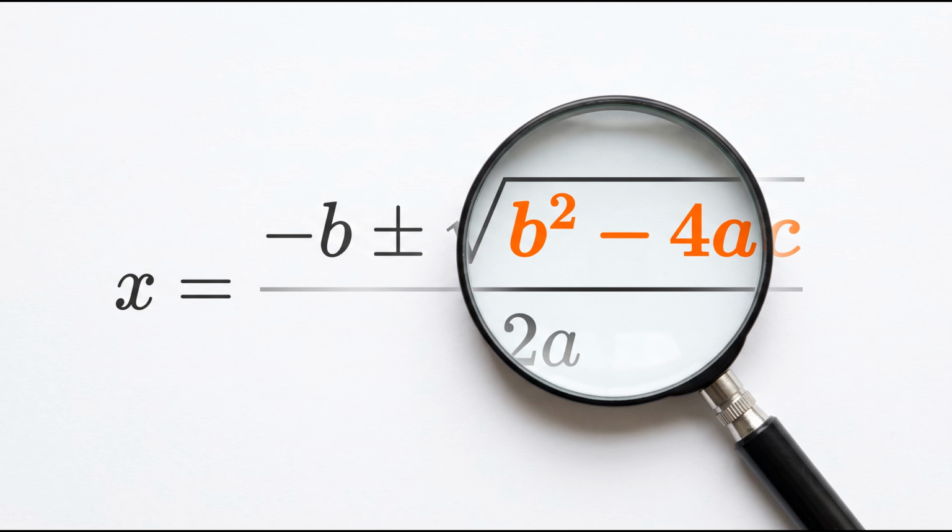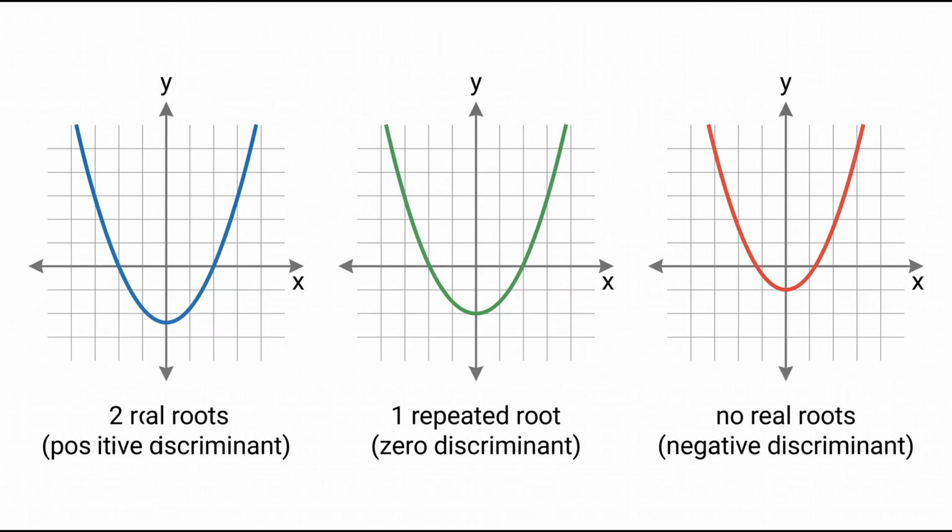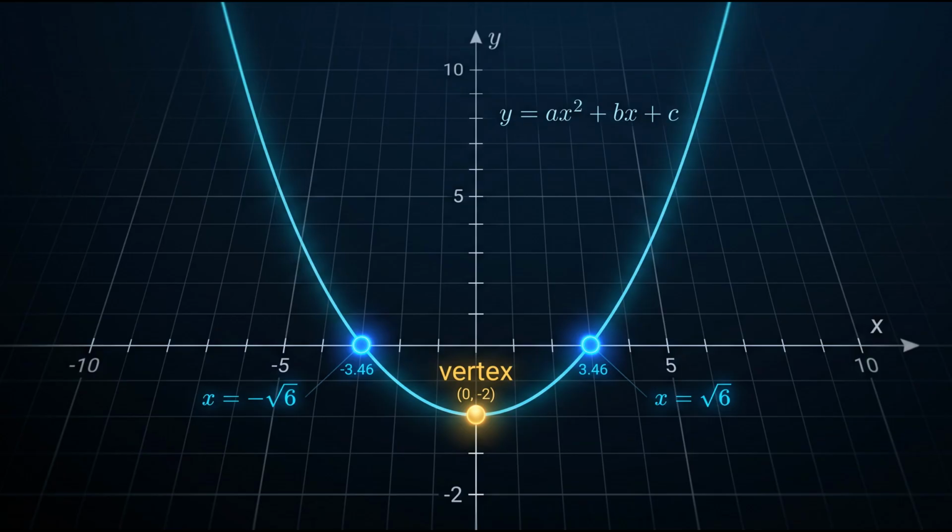The part under the square root, b² − 4ac, is called the discriminant. It tells us how many real roots exist. If it's positive, 2 real roots. If it's 0, 1 repeated root. If it's negative, no real roots at all.